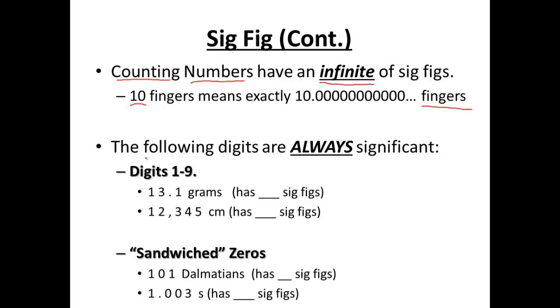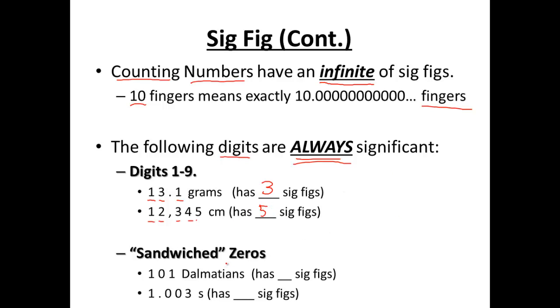Now for any other measurements that we're going to look at, first rule, if it's a digit between 1 and 9, all of those are significant. So the digits 1 through 9 are always significant. So we have 13.1. 1, 2, 3 digits are being shown, so it has 3 significant figures. Or 12,345 centimeters, 5 significant digits are shown.